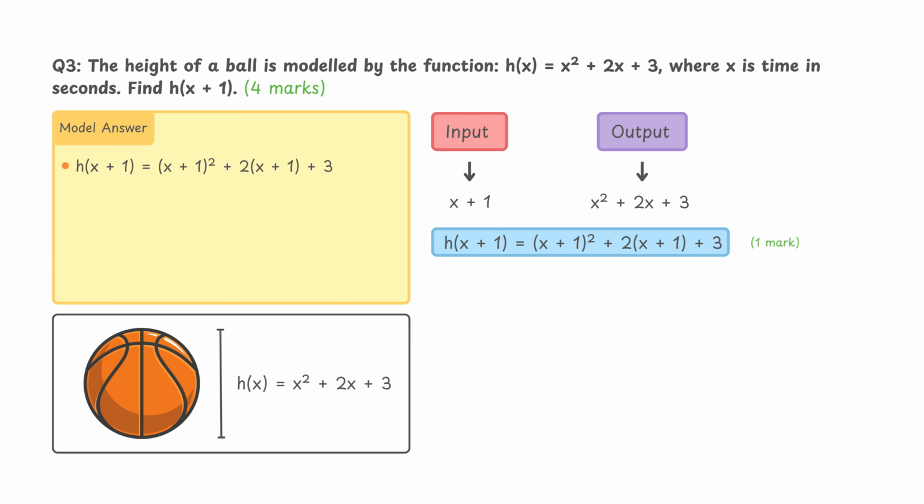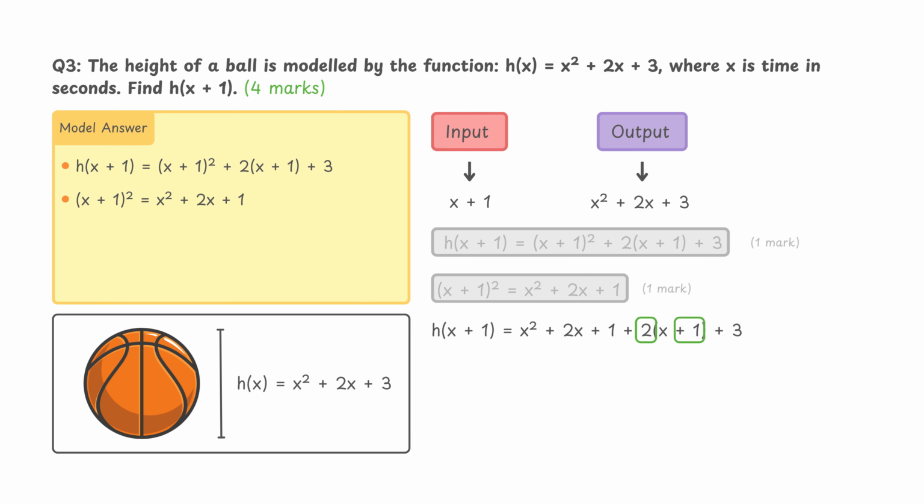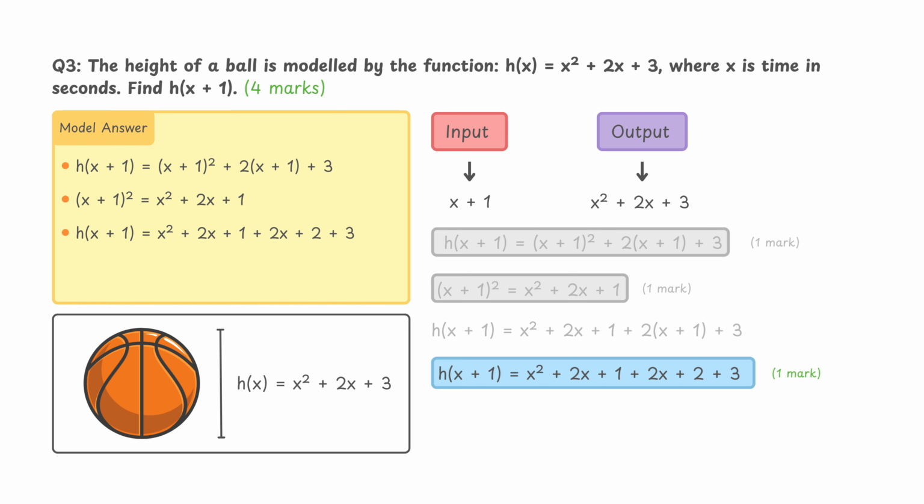Next, expand the second bracket. 2 multiplied by x gives 2x. 2 multiplied by 1 gives 2. So now we write everything together. X squared plus 2x plus 1 plus 2x plus 2 plus 3.